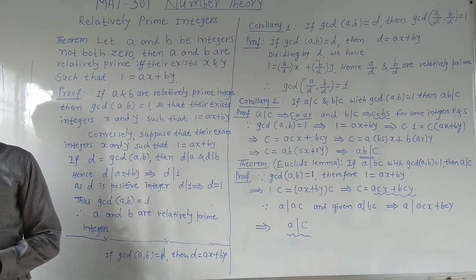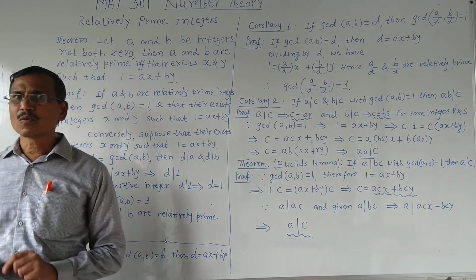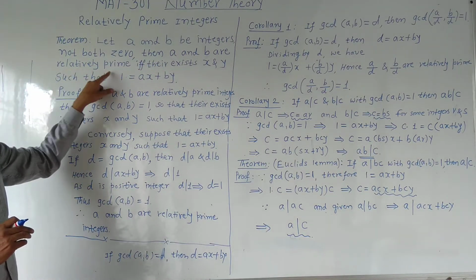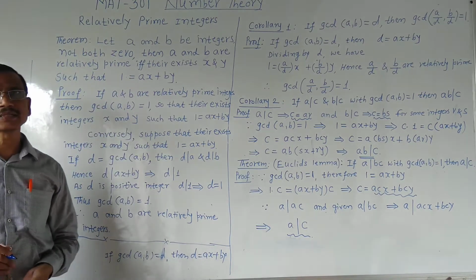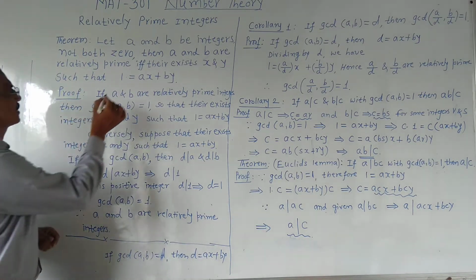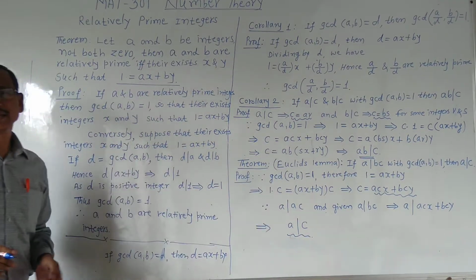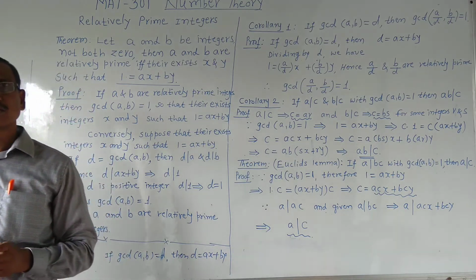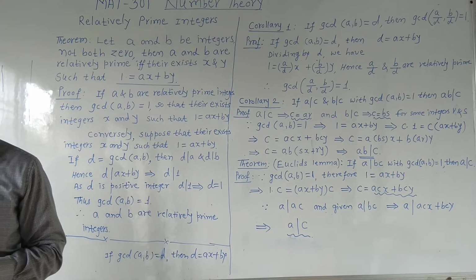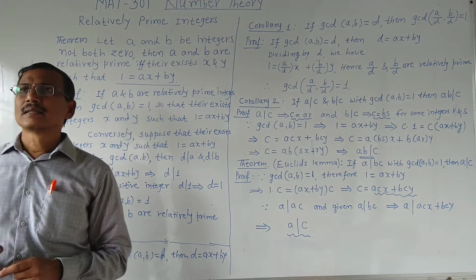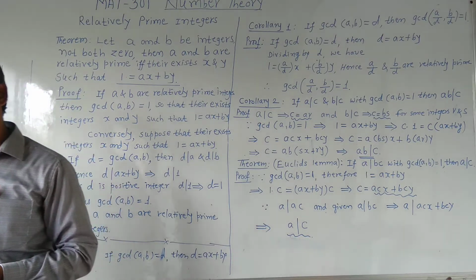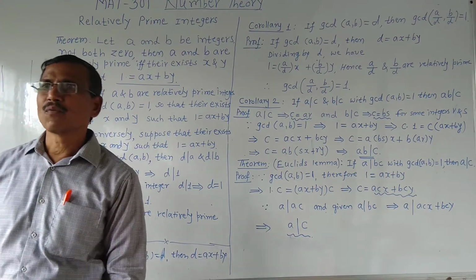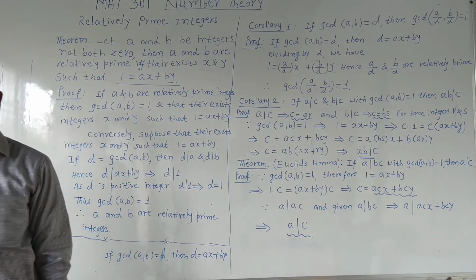The theorem is that if a and b are integers, not both 0, then a and b are relatively prime if and only if there exist x and y satisfying the condition that 1 is equal to ax plus by. Now in this statement we are given that a and b are two integers, both not 0. Then a and b are relatively prime if and only if there exist integers x and y such that 1 is equal to ax plus by.